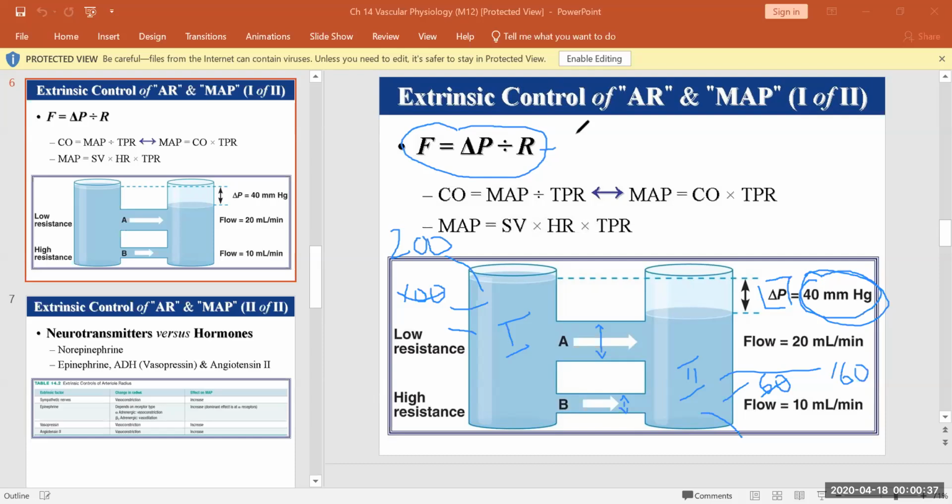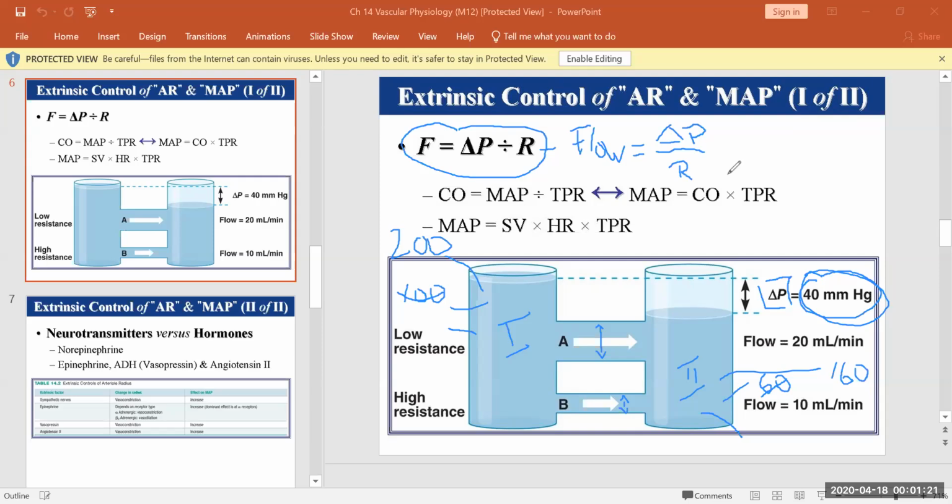F stands for flow. So you have the flow of a liquid, and that flow depends on two factors, okay? The first factor is the driving force. The reason why you have a flow is because of that driving force, delta P. Now that delta P, unfortunately for us, is not free flowing. It will have a resistance to its flow, and that's expressed by R, resistance to flow.